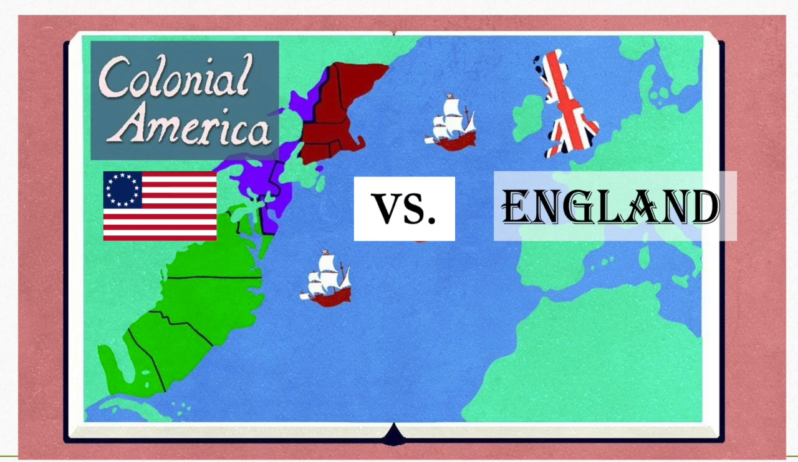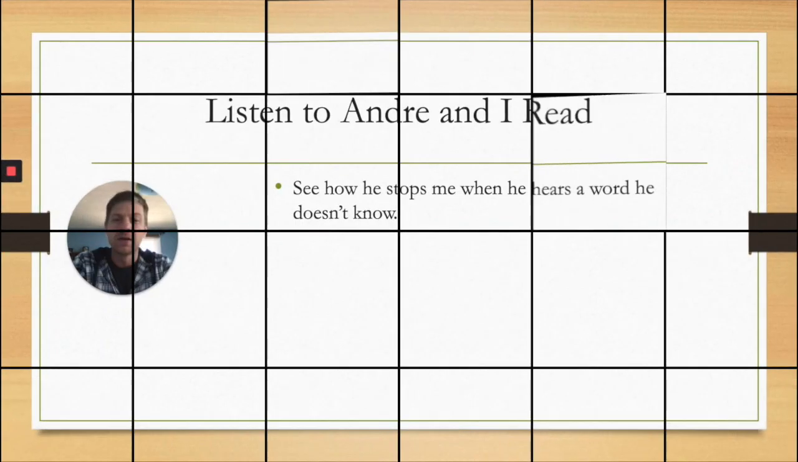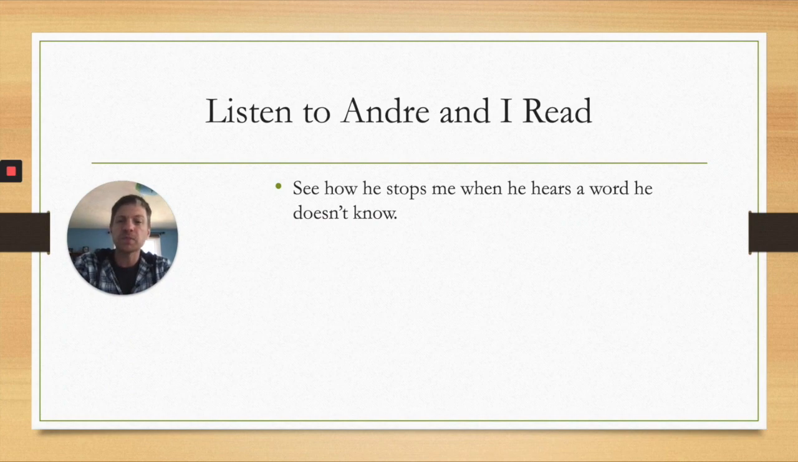And a lot of those vocabulary words are in the text that you're going to read for this lesson. All right, now on to the show here. It says, listen to Andre and I read. So in the next part of the video, you're going to see me reading and Andre sitting next to me. And he's going to stop me when he hears a word he doesn't know.